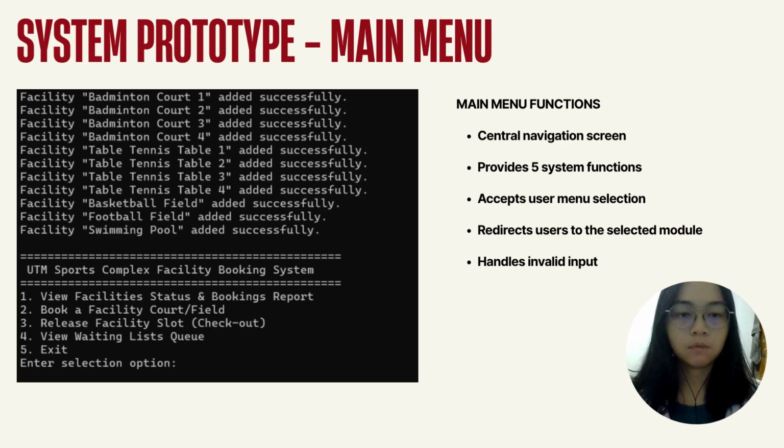This is the main menu of our system. It provides users with 5 main functions, including viewing facility status, booking a facility, releasing a booking, viewing the waiting list, and exiting the system. Users simply enter the corresponding menu option to access the required function.